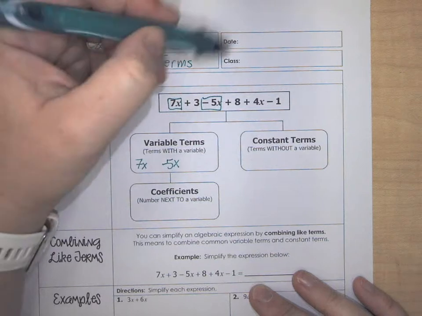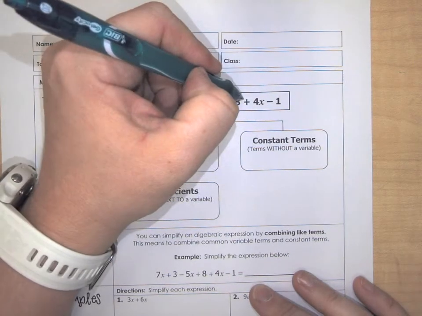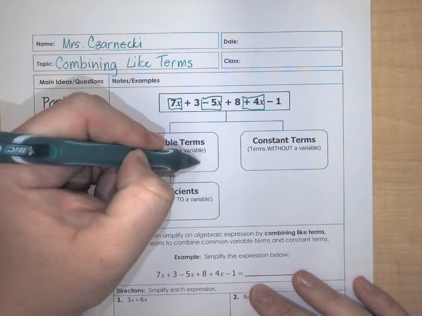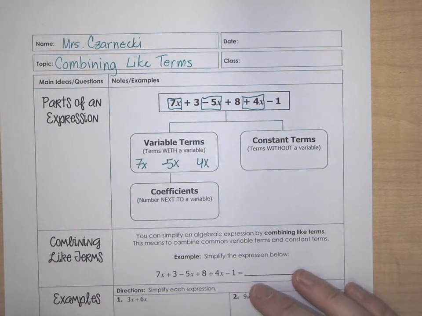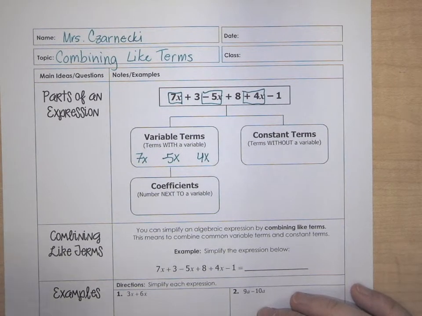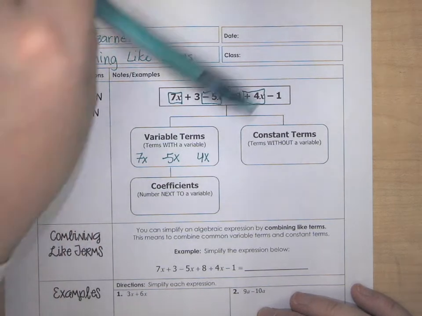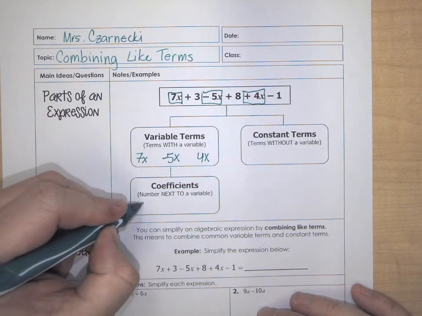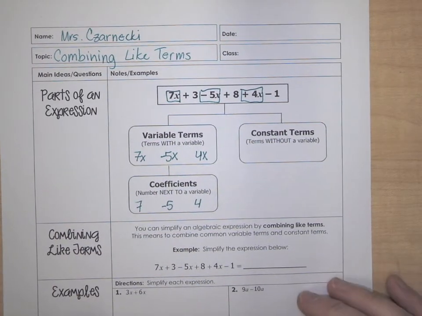Okay. The sign goes with the term to the right. And then a positive 4x. When we write positive numbers, we don't put the plus sign, but when we write negative numbers, we do include it. Coefficients are the numbers next to the variables. So for these examples, we would have the 7, the negative 5, and the 4.